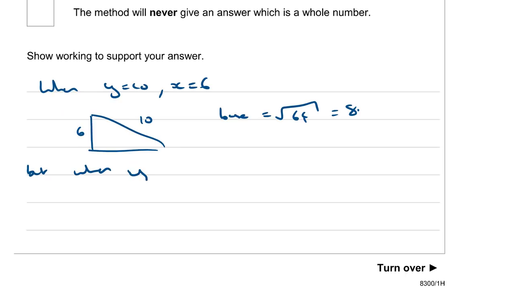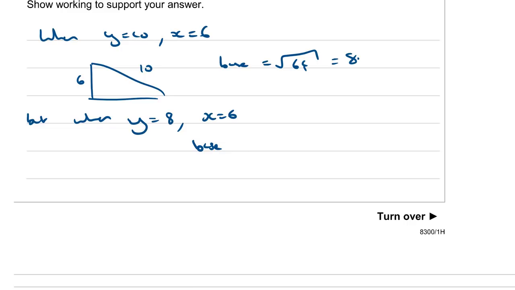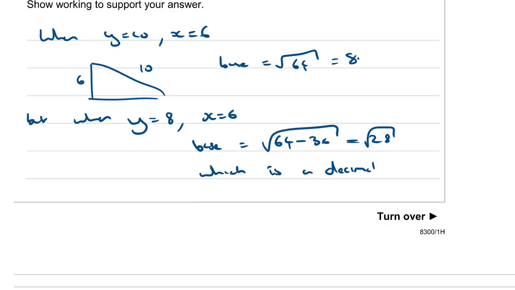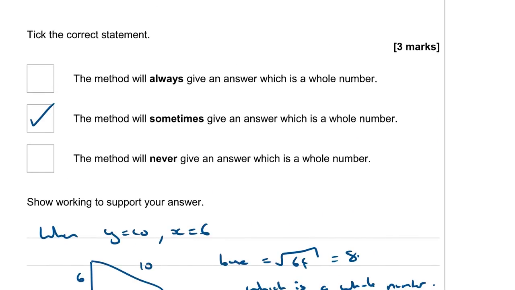But then we just change one of the values, I suppose, so let's change y to 8 and leave x equal to 6. Then the base is going to be equal to the square root of the square of 8, which is 64, subtract the square of 6, which is 36. Square root of 64 subtract 36 is root 28, and that is a decimal. And 8 was a whole number. So just giving an example of where it does happen and where it doesn't happen is enough supporting method to highlight that middle statement there.